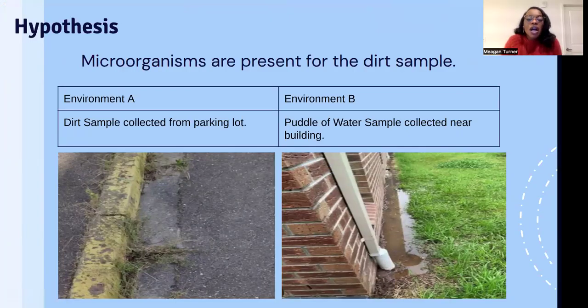For our hypothesis, we said that microorganisms are present in the dirt sample. For environment A, our dirt sample was collected from a parking lot, and as you can see in the left picture below, that is where we collected the sample. For environment B, we collected a puddle water sample near the building, and you can see that in the picture on the right.